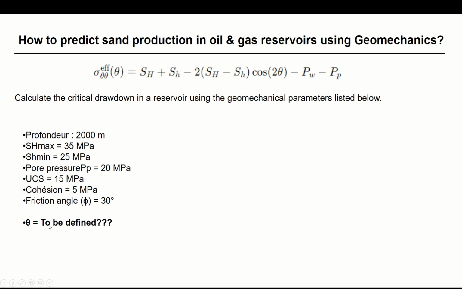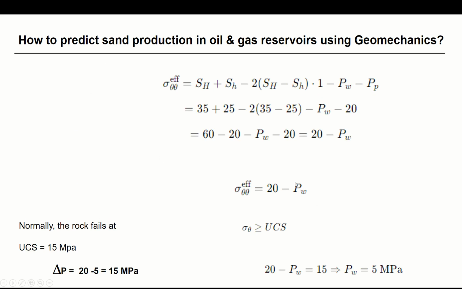So what is theta? The critical drawdown is evaluated at theta equal 90 degrees, where the tangential stress around the wellbore is maximized. So the sand production initiates when this induced drawdown and the effective hoop stress exceed the Mohr-Coulomb failure criterion, defined by the UCS, of course, and the friction angle. So the results quickly are, if we apply all these numbers, you can verify by yourselves. It will give us 20 minus PW, which is the wellbore pressure. This is the condition, so the delta P equals 15 megapascal.